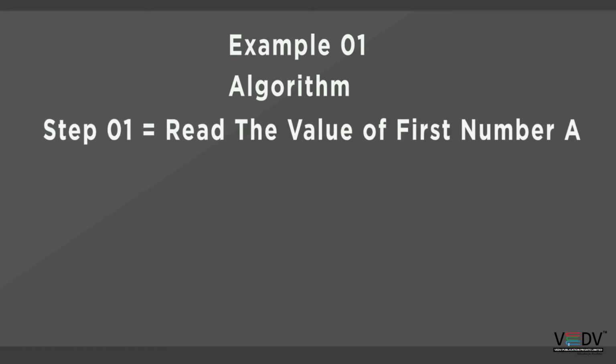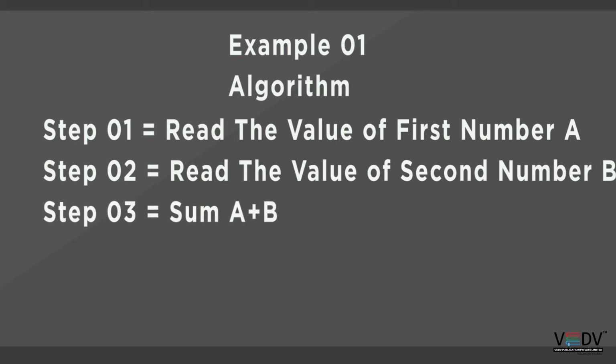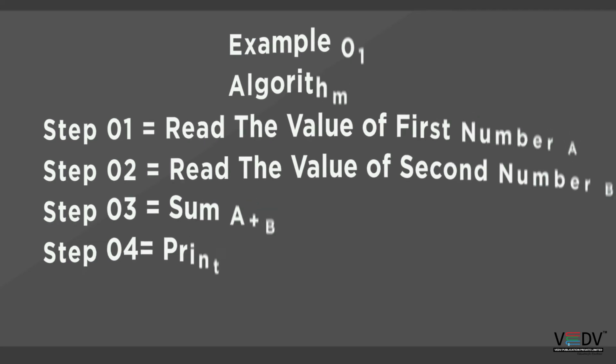Step 1. Read the value of first number as A. Step 2. Read the value of second number as B. Step 3. Add first number with second number as sum is equal to A plus B. Step 4. Print sum. Flowchart.